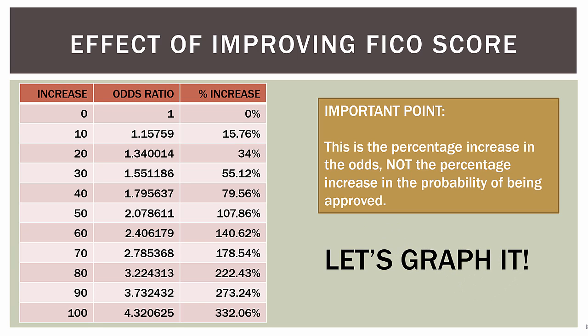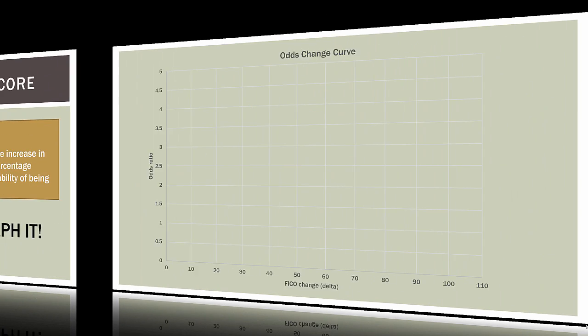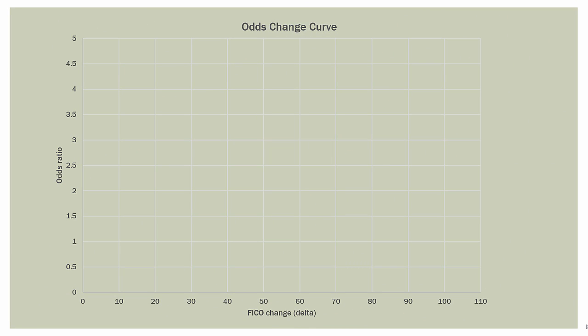If you've watched many of my videos by now, you know that I love to graph things. So let's go ahead and make a graph of the increase interval on the left. So an increase of 0 points between the two applications, 10 points, 30 points, 100 points, and that increase interval's associated odds ratio in the second column. Okay, so here's the graph we're going to use.